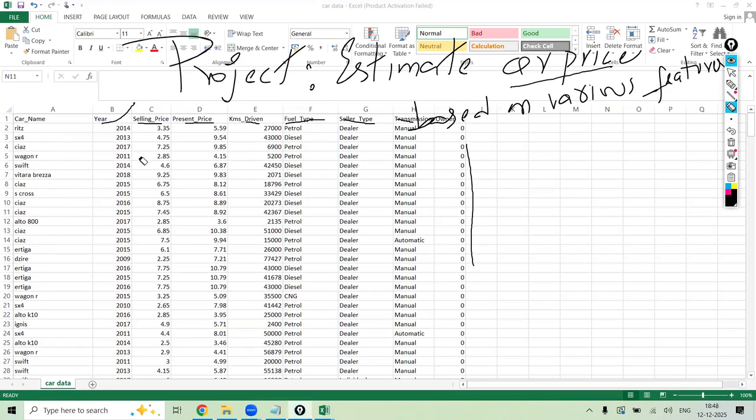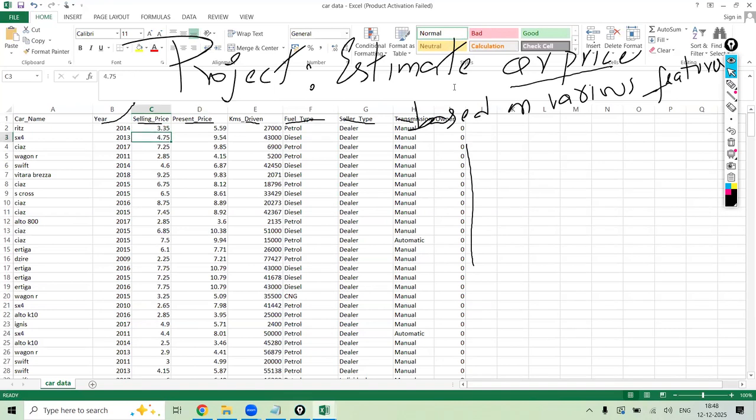Okay, car name is car model name. Year means year of manufacturing. Next, selling price. What does selling price mean? At what price they have sold that car. Sir, means this is car price. Literally it is equal to car price. Done. Okay, sir, car price is already available now.